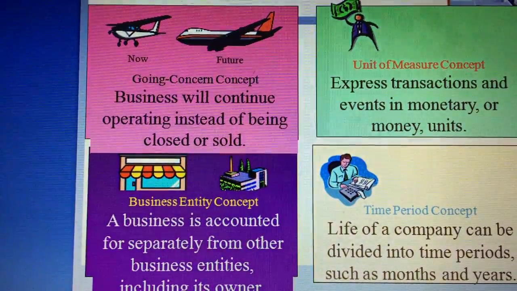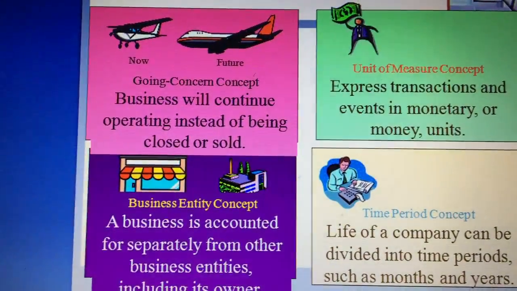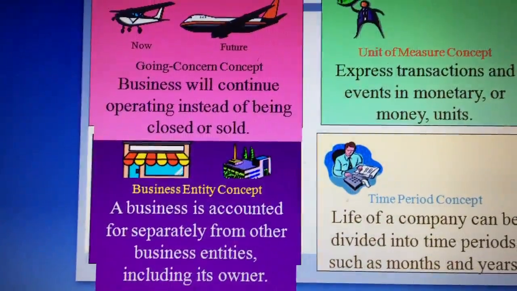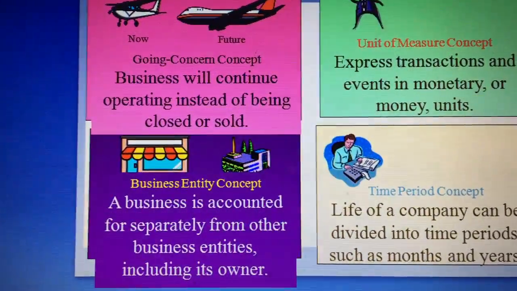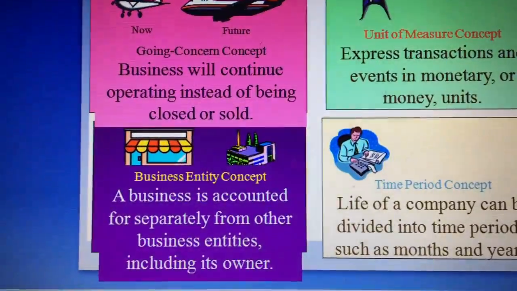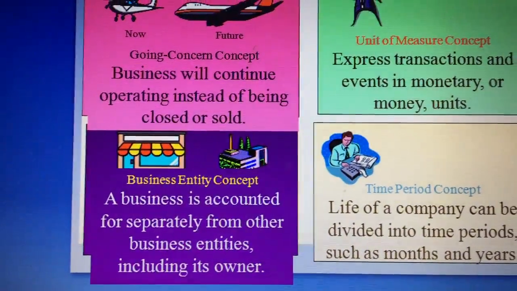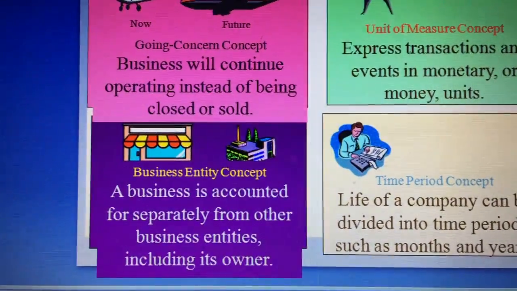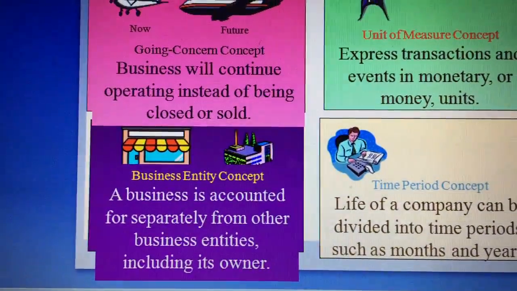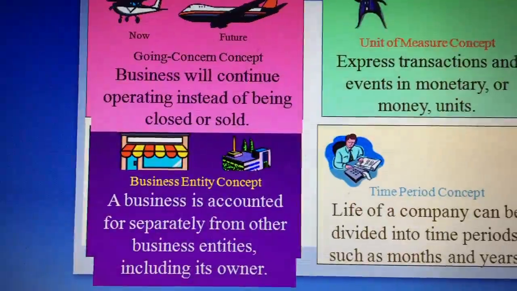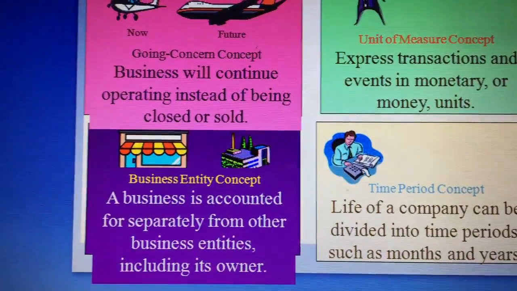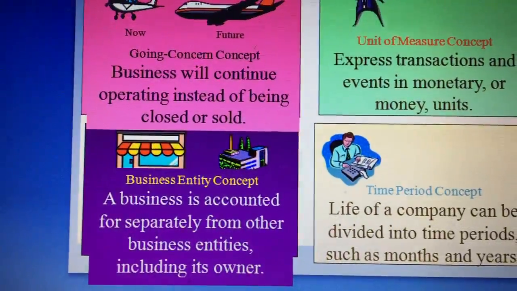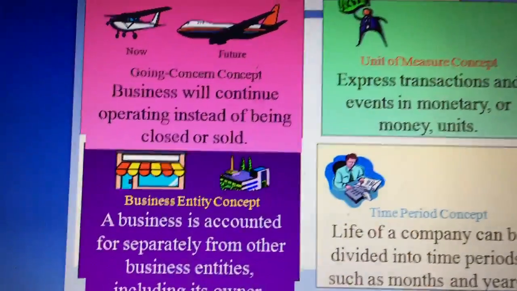We act as if the business will continue until they decide that it is time to close the doors because they can't make it for some reason. Okay, the purple box down there, business entity concept, means that we need to keep separate checking accounts and sets of books for the business as opposed to the owner. Okay, and that's not hard to do with the corporation. It's more difficult with the sole proprietorship, but keep everything separate.